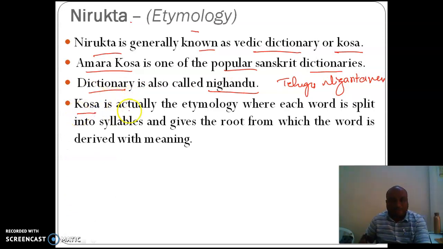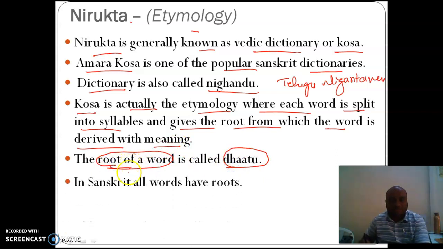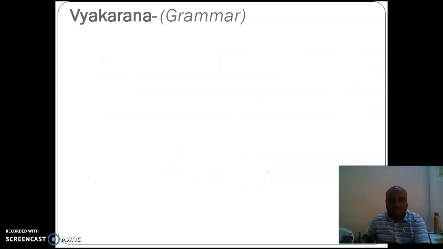Kosa or dictionary is actually the etymology where each word is split into syllables and gives the root from which the word is derived with meaning. The root of a word is called dhatu in Sanskrit literature. And in Sanskrit, all words have roots, that is, dhatus will be present.